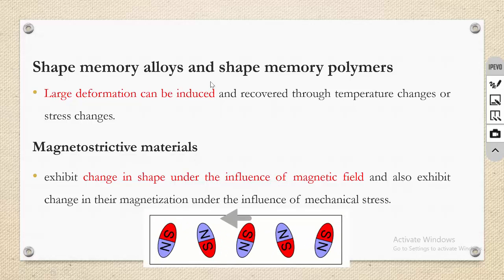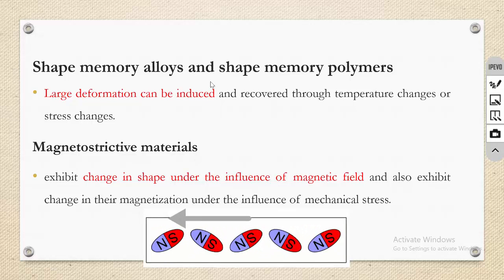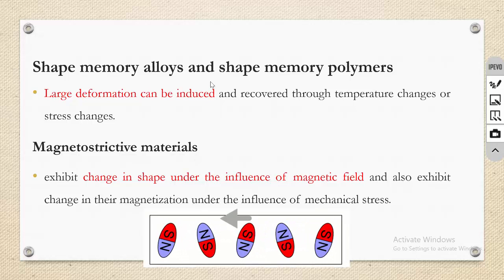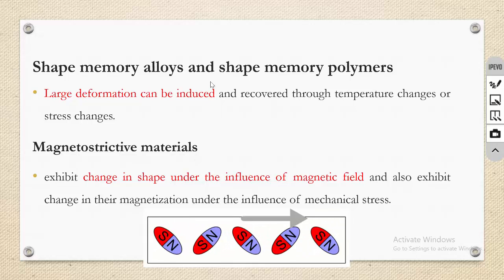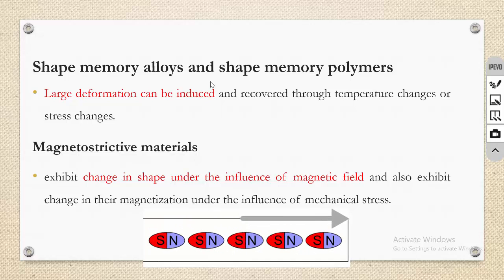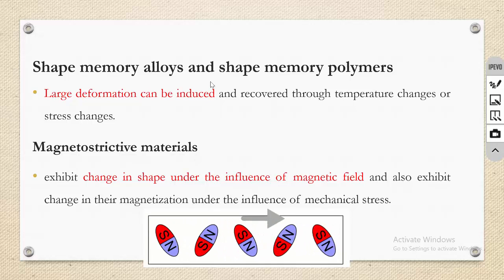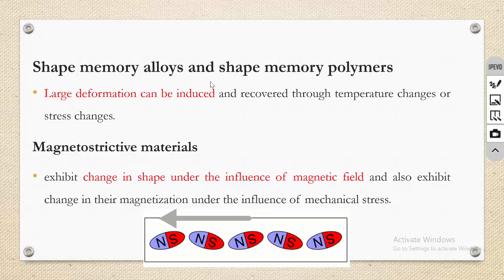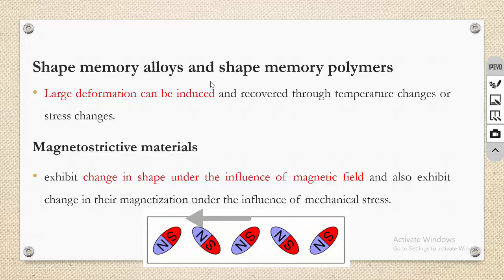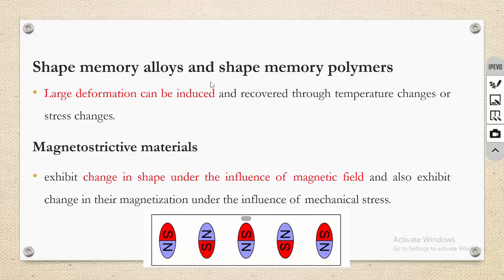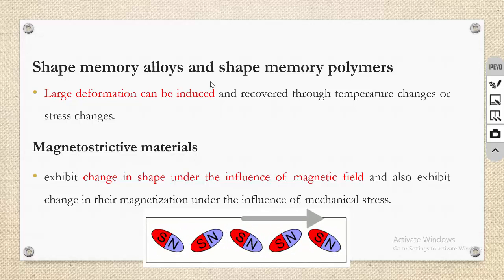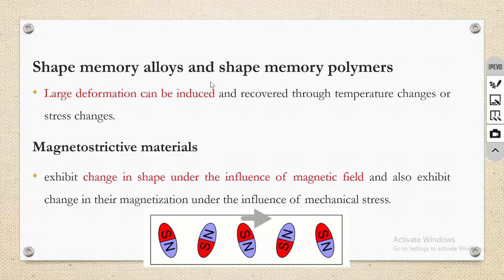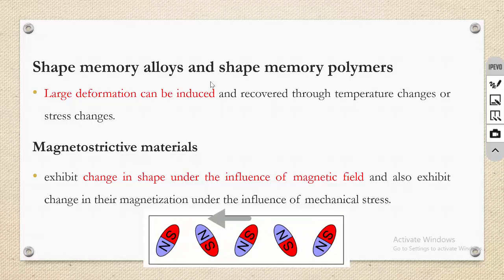So these shape memory alloys or shape memory polymers will remember their shape. Okay, so it will deform by a large amount when it is subjected to temperature or stress changes, and when the temperature or stress that is externally applied is removed, then it will come back to its original shape. Okay, so it will memorize its shape and it will regain its original shape once the temperature or the external load is removed. Okay, so that is the property of shape memory alloy.